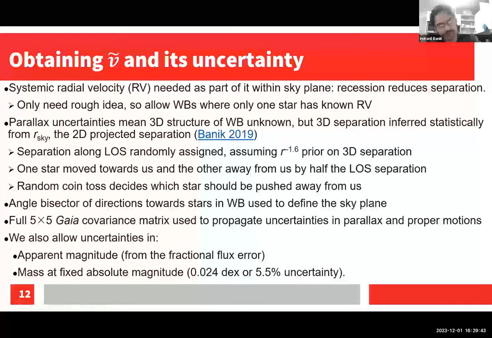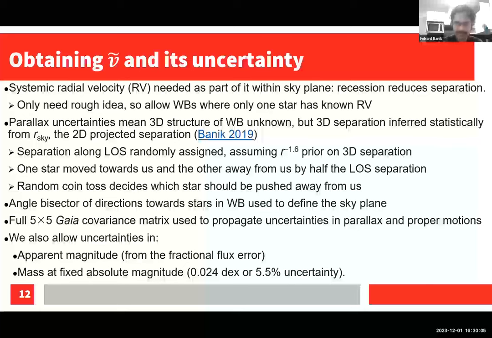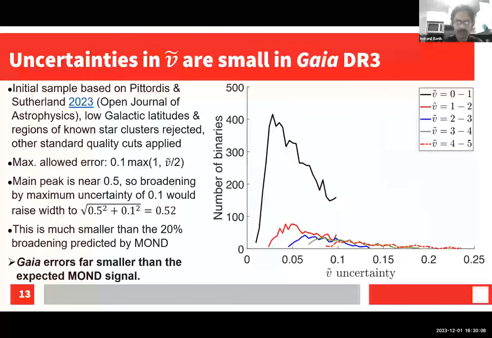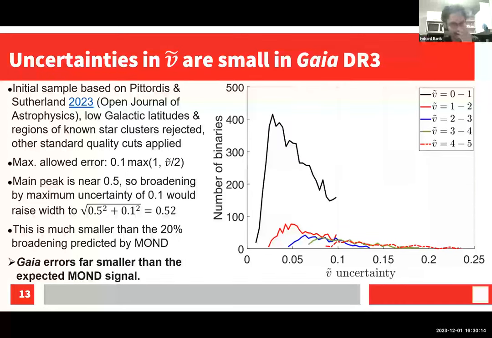That's based on the difference between the masses that we estimate and the FLAME masses, which are not available in all cases, but in the cases they are, that's a typical dispersion between the two. And a priori, we were expecting a 6% uncertainty in the mass at fixed absolute magnitude. That's stated in the 2018 paper, so this is totally reasonable. Now, what we then did is use 4096 Monte Carlo trials to quantify the uncertainty in the V tilde parameter for each wide binary.